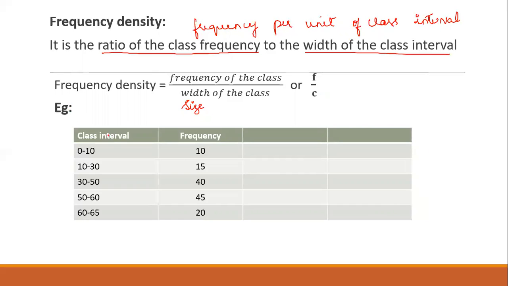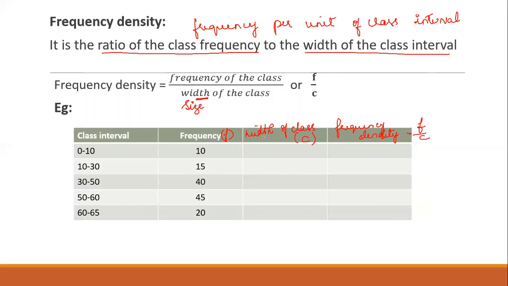I have given an example with class interval and frequency. They will give you the class interval and frequency, and I'll ask you to find out the frequency density. How will you find out? Okay, what do we need? We need the width. So we will first find the width of the class. You can note it as c. Frequency is f. Now we will find the frequency density. What is the formula? It is nothing but f divided by c.